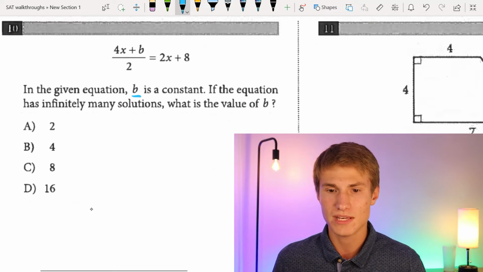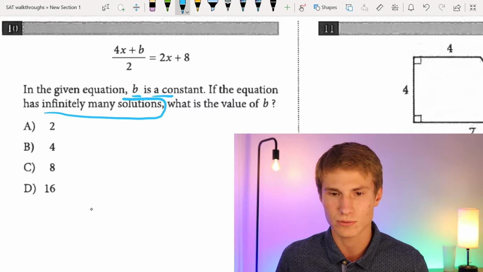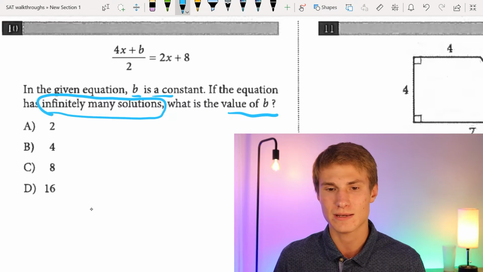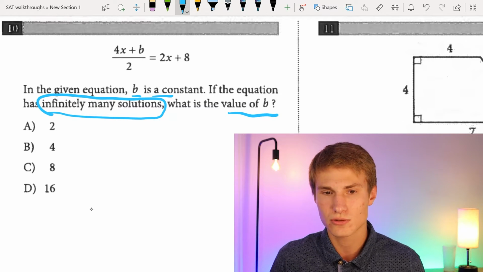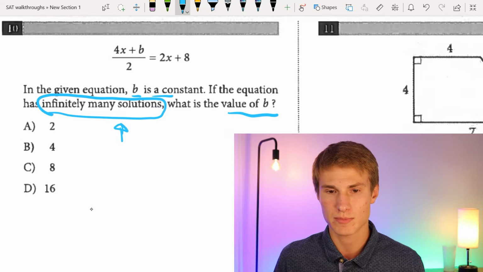In the given equation, B is a constant. If the equation has infinitely many solutions, which is the key part to this question, what is the value of B? In order for there to be infinitely many solutions, the slopes of these two equations have to be equal and the y-intercepts of the two equations have to be equal. Anytime you need infinitely many solutions, that means those equations have to be the same.